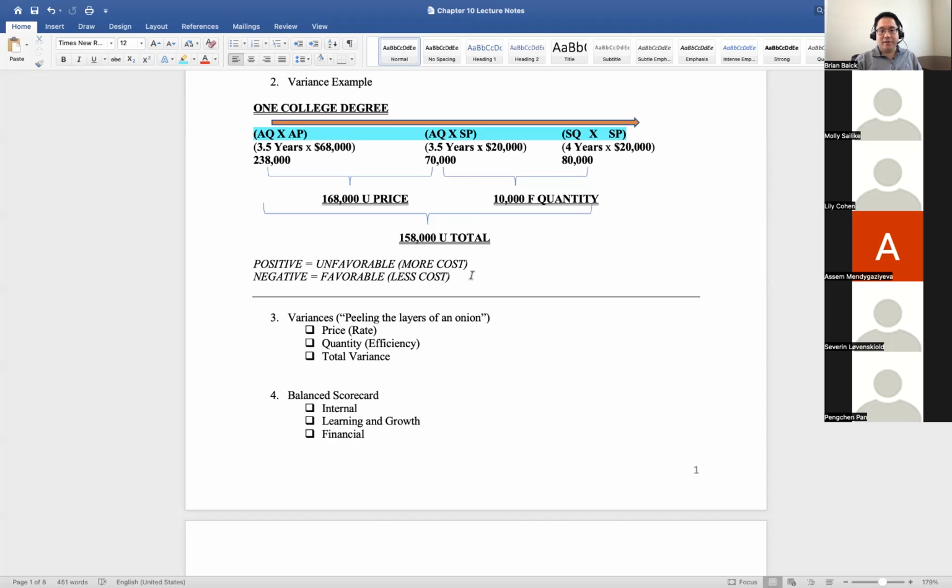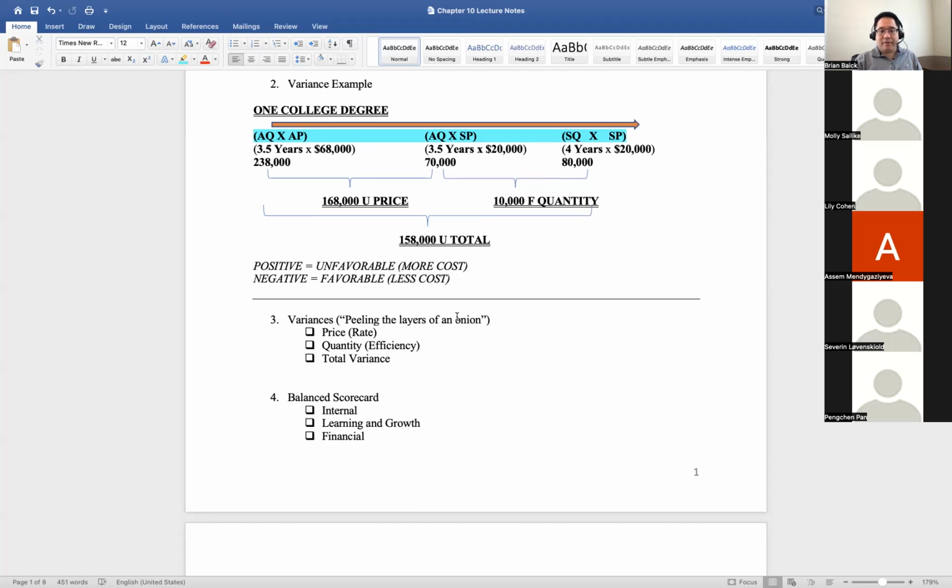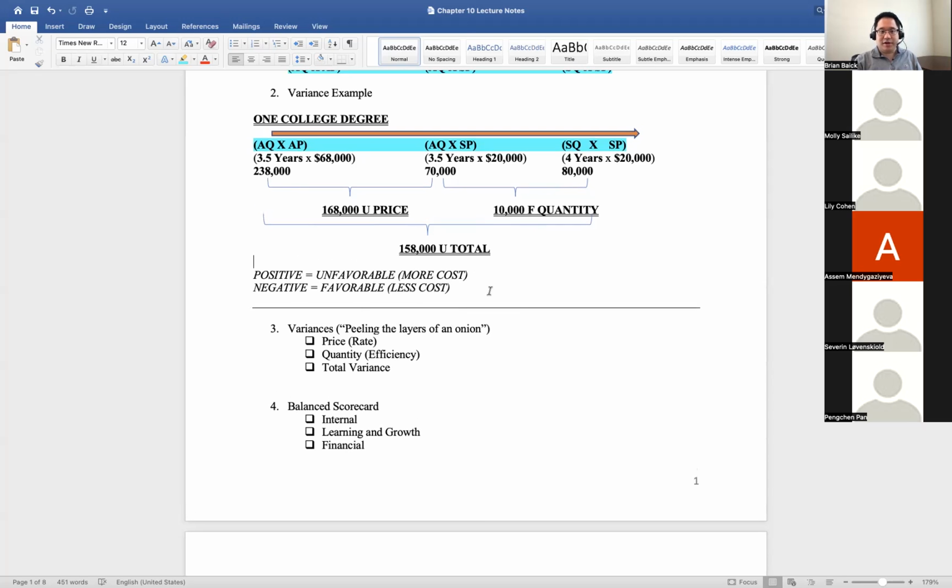Okay, so that's how you interpret this question here. This is super important. This was a lot of stuff, but this is the whole chapter, right here.